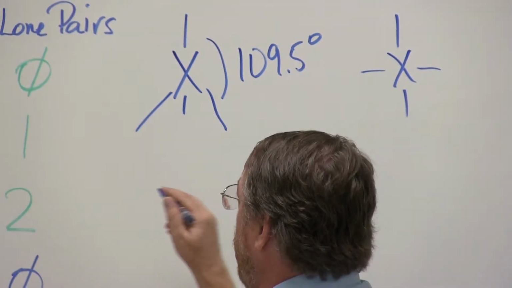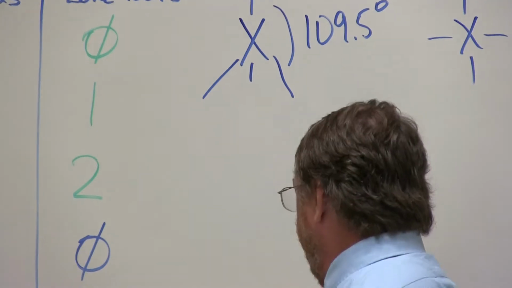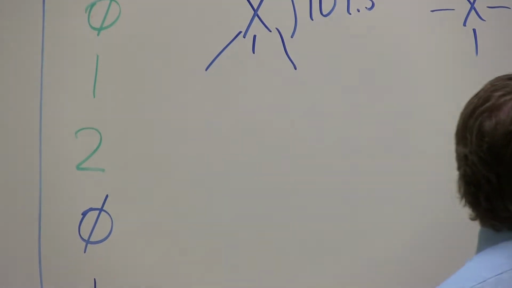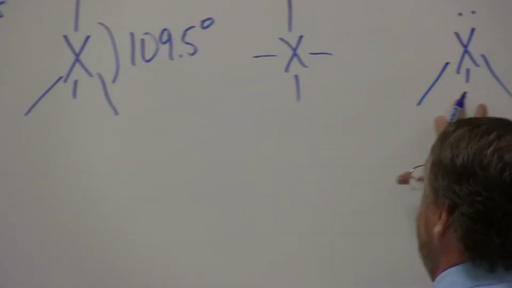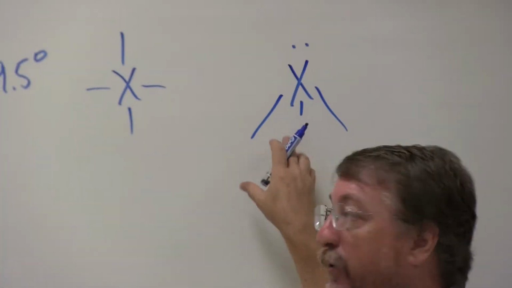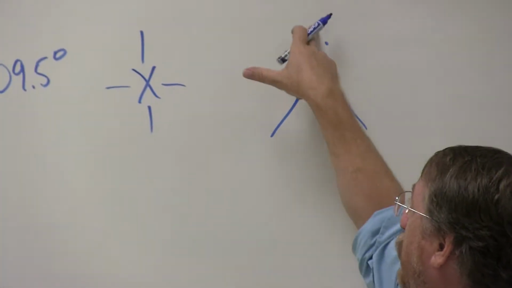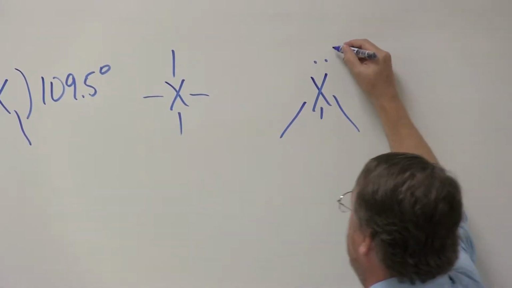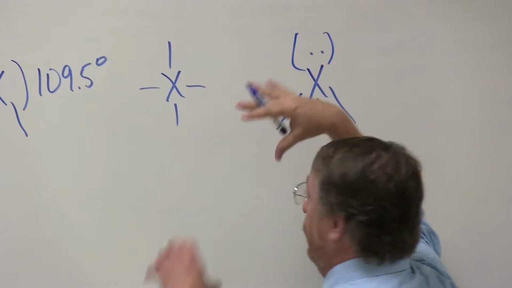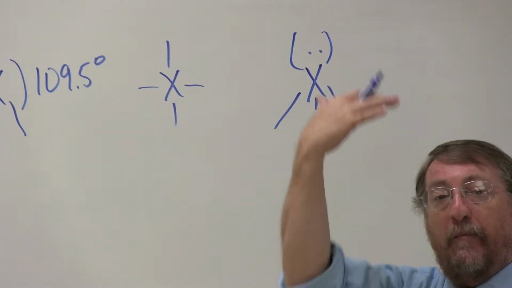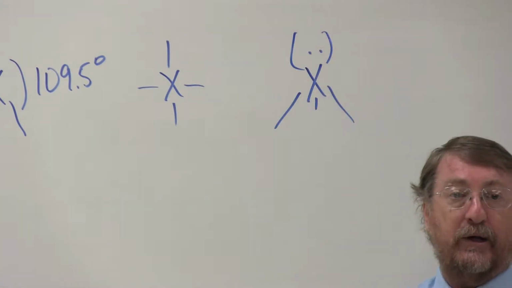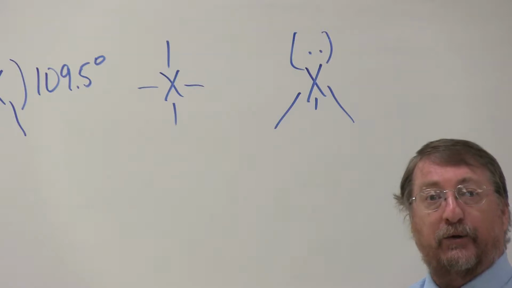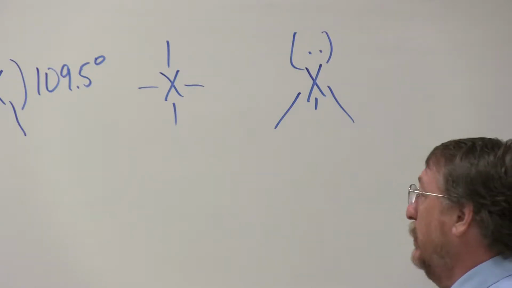Now we go to trigonal pyramidal. Now we're going to have a geometry that looks like that. So I have 3 bonds and 1 lone pair. 4 electron clouds. The lone pair is still a cloud. It's a little cloud sitting up there of electrons, just no bond on the other side. No atom on the other side that created a bond. So they're unshared electrons. Okay?